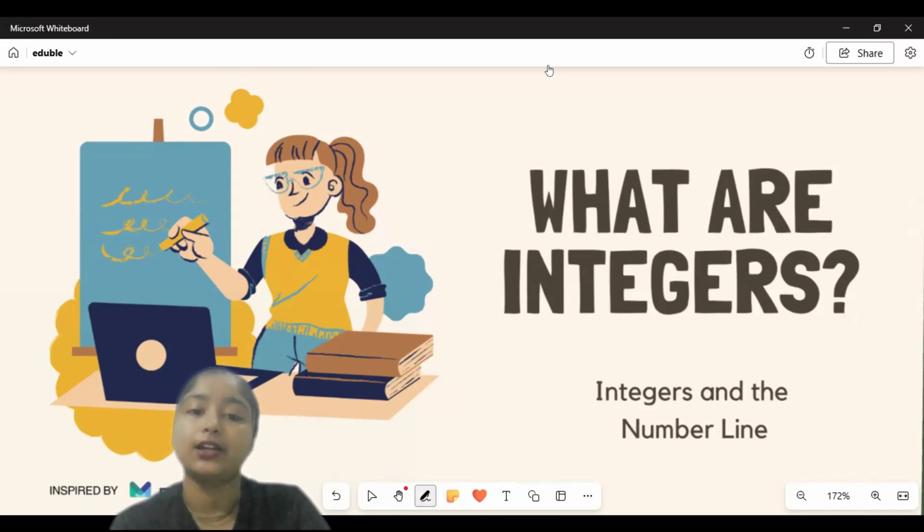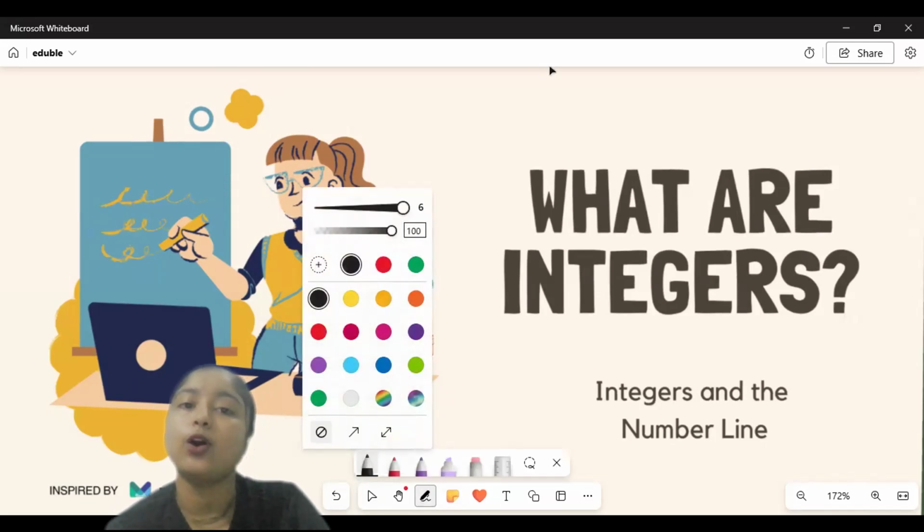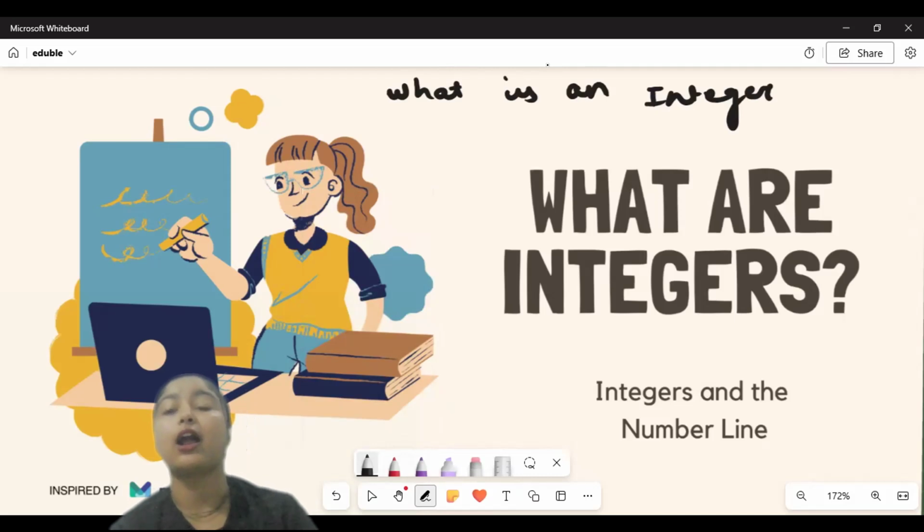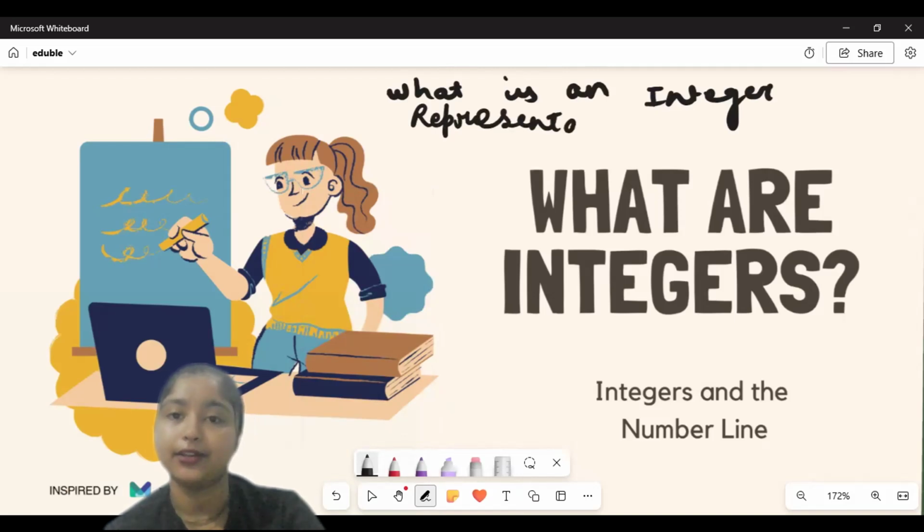We'll be starting from understanding what an integer is. What is an integer, first of all. And then we'll be learning the basic understanding and representation of integers on a number line. We'll be learning representation on a number line, right? Representation on a number line.